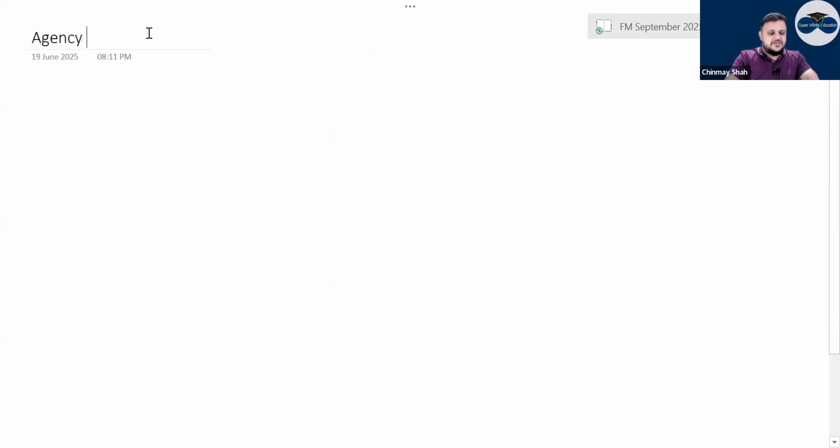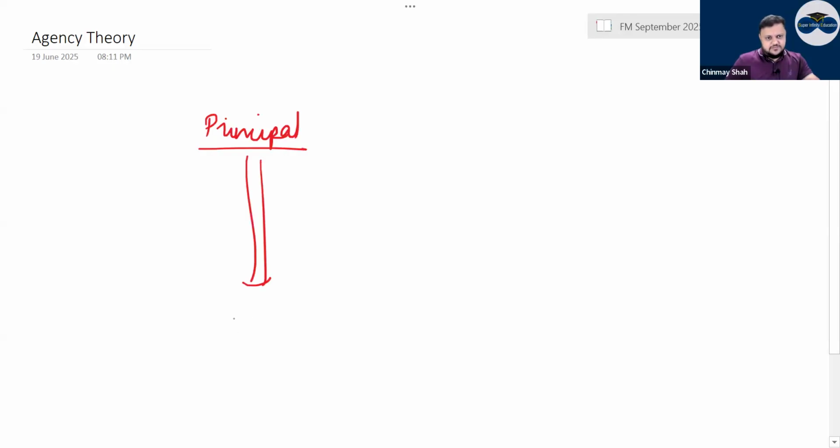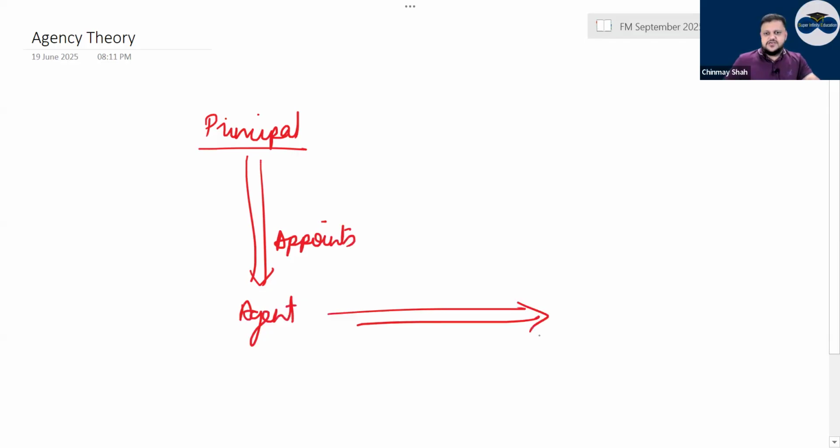Agency theory. Give the heading in your notes: Agency theory. Most of you might know the agency theory, but still just revising it, correct? There is something called a principal. He appoints an agent to work on his behalf. The agent deals with a third party.